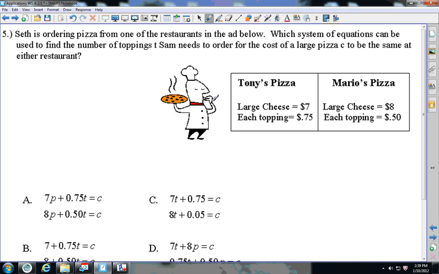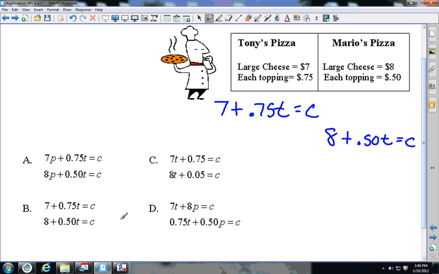All right, so look at Tony's Pizza. The large pizza is going to be $7 plus 0.75 T, times each topping, and that's going to be my total cost. Mario's, you're going to have a large cheese plus 50 cents times the toppings, and that's going to equal my cost. My equations that match up here, your answer should be, where is it?